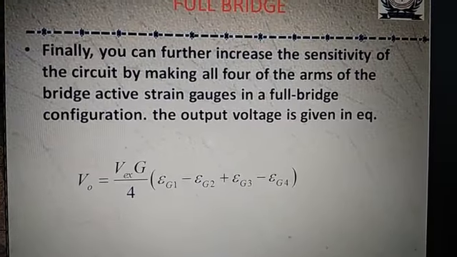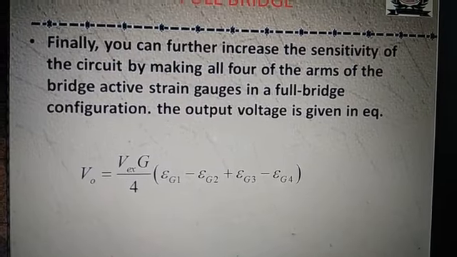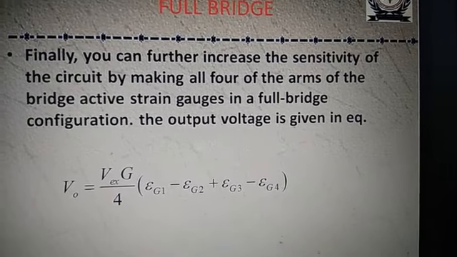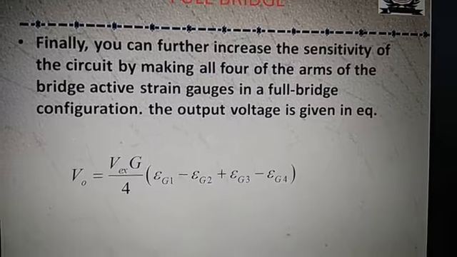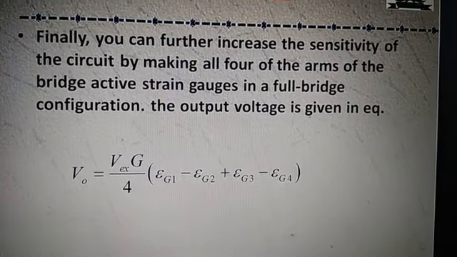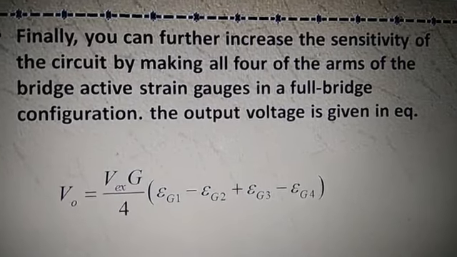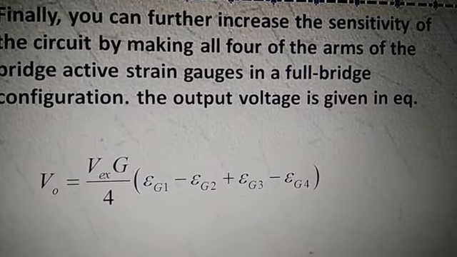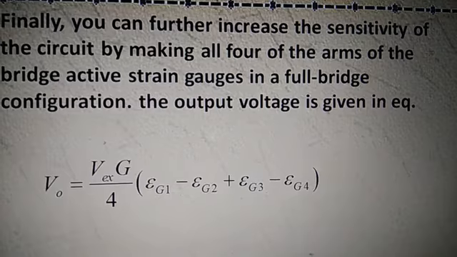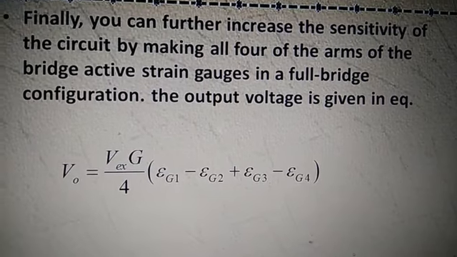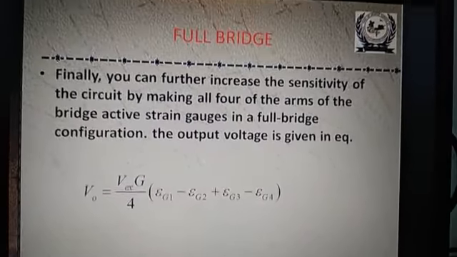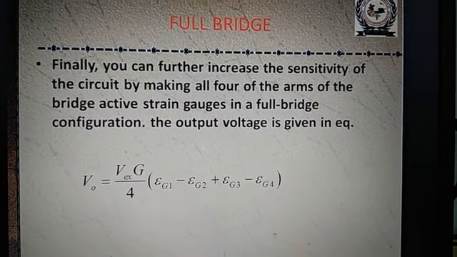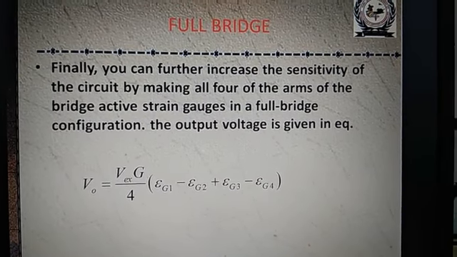This is with respect to the full bridge, with four arms of the bridge. All four arms of the bridge are active strain gauges in a full bridge. The output voltage is given by epsilon G1 minus epsilon G2 plus epsilon G3 minus epsilon G4. So you can write this equation for the output voltage when strain gauges are in all four arms. That is full bridge.